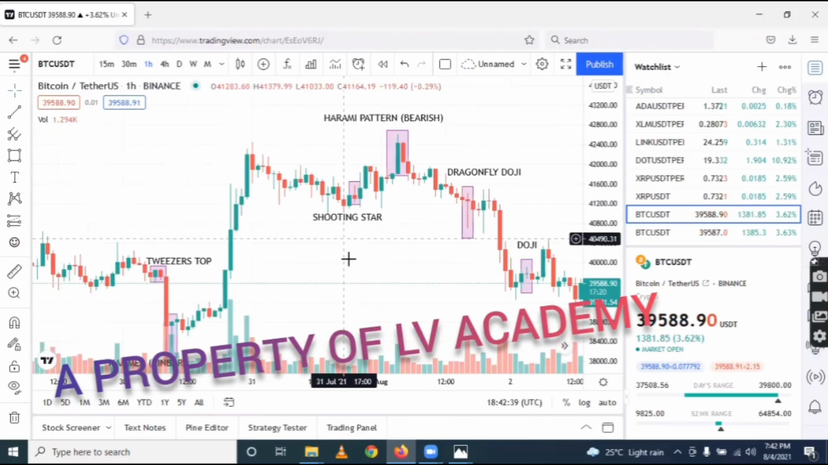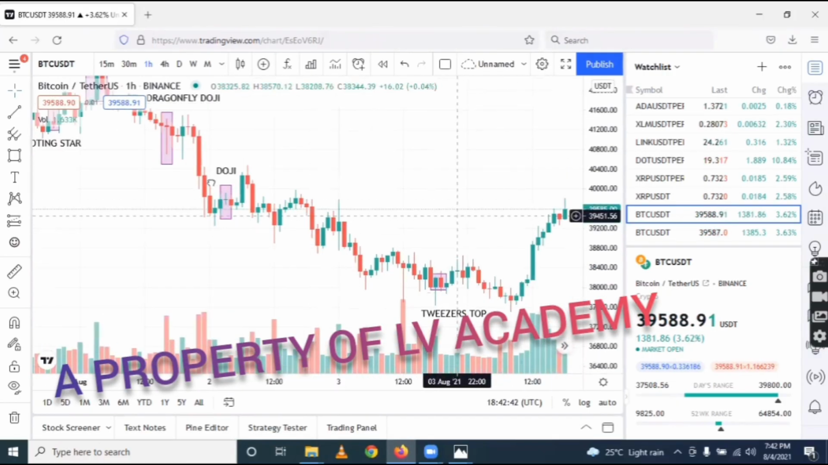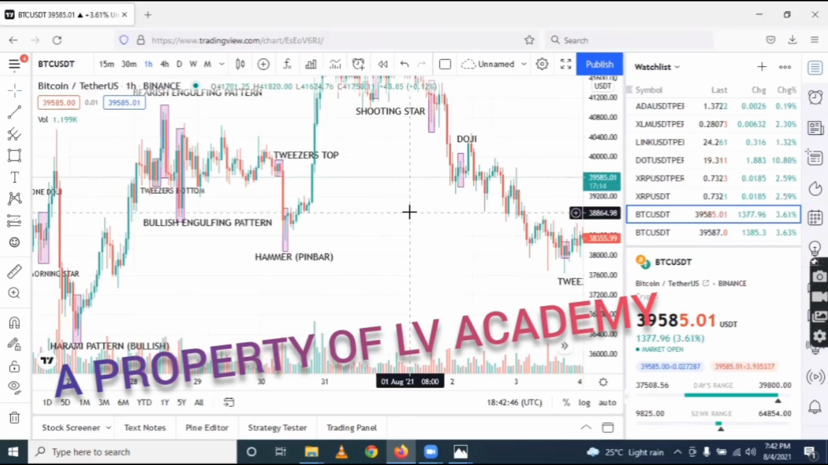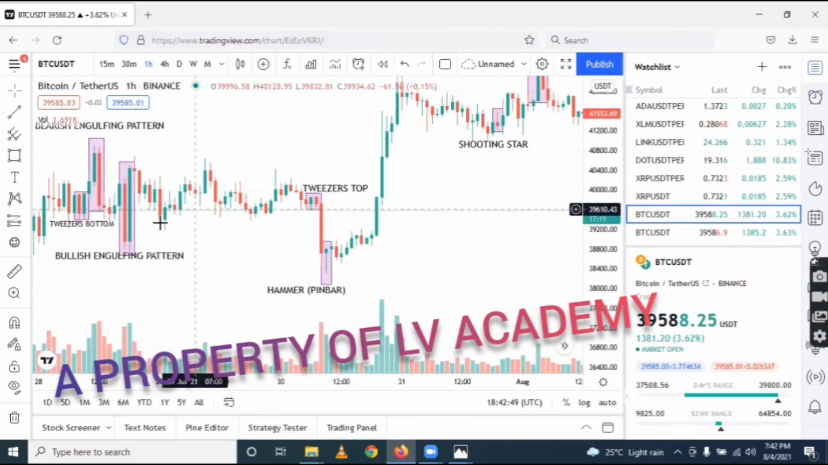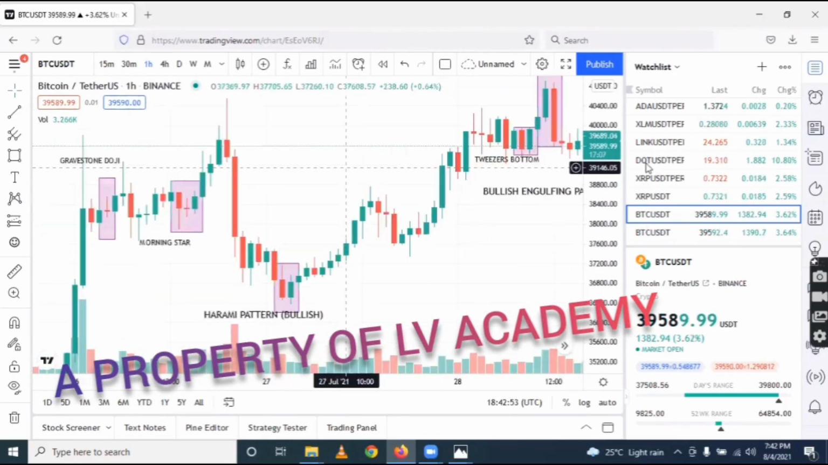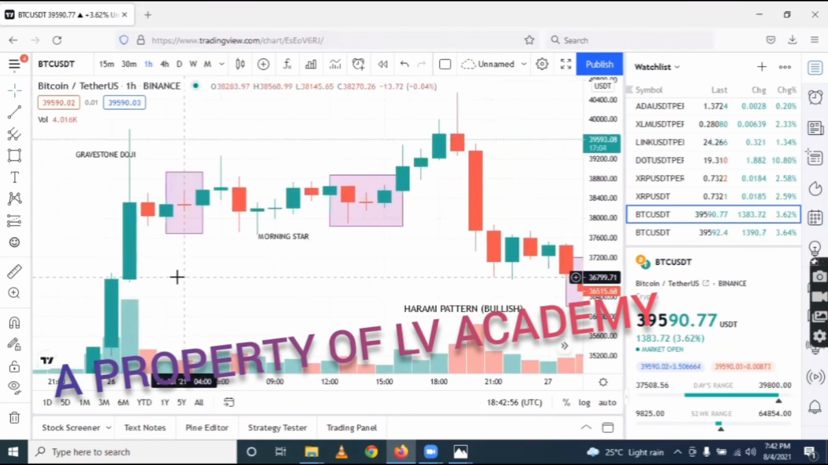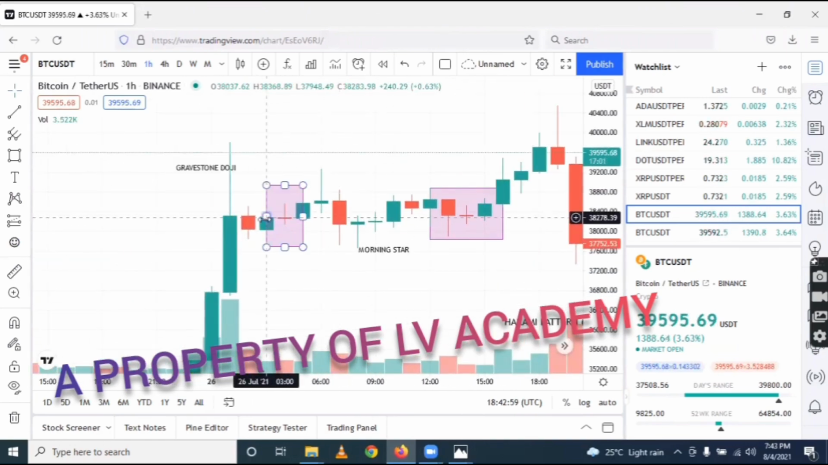Let me look for the gravestone. I saw the gravestone somewhere. Yeah, this is the gravestone doji. It's the opposite of the dragonfly. As you can see the open price based on this. They pushed it high, up to 38.5, but sellers pushed it back. Then it closed slightly below the opening price at 38.66. So that is just it.